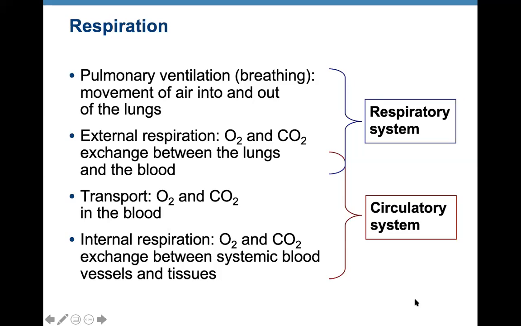We have external respiration, and this is where the oxygen in the atmosphere will actually enter into the alveoli of the lungs and cross across the alveoli membrane and enter into the blood. Carbon dioxide will leave the blood and then cross across the alveoli membrane and exit out through the lungs. And again, external respiration is going to be part of the respiratory system. Then we get transport, and the transport is what the circulatory system's job is. And that will transport oxygen and CO2 throughout the body.